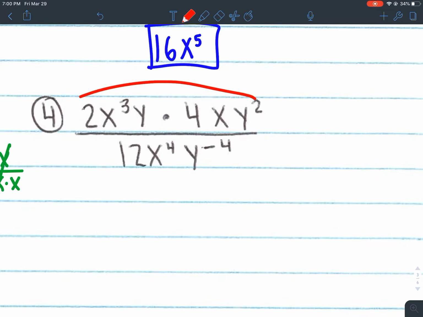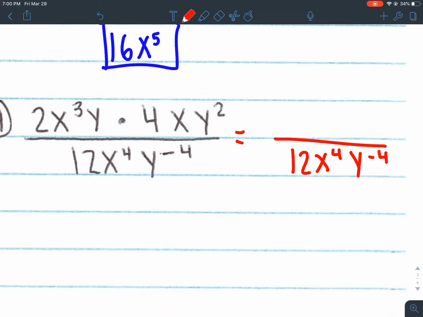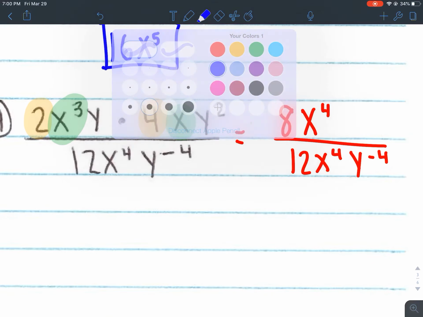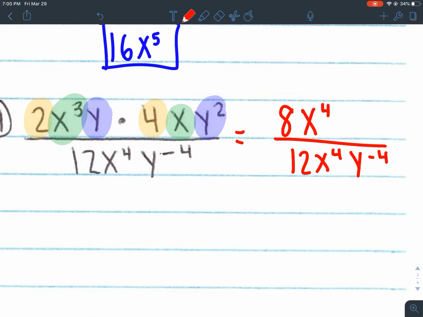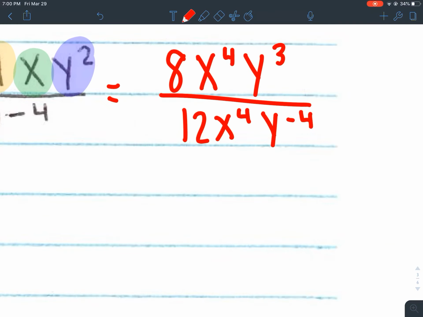Number 4 looks really scary, but I promise it's not that scary because you just want to take it one step at a time. So just look at the numerator for now. I'm actually even going to just copy down the denominator. I'm not going to mess with it yet. Okay, just look at the top. I know I can combine my numbers. I know 2 times 4 is going to give me a positive 8. I know that x cubed times x is going to give me 4 x's, my bad. X cubed times x, so that's 4 of them. And then I know that y times y squared is going to be y cubed. Okay? So I've combined all of those.